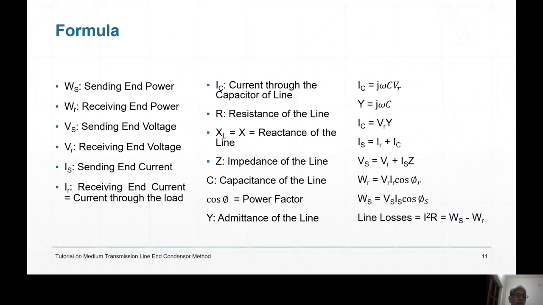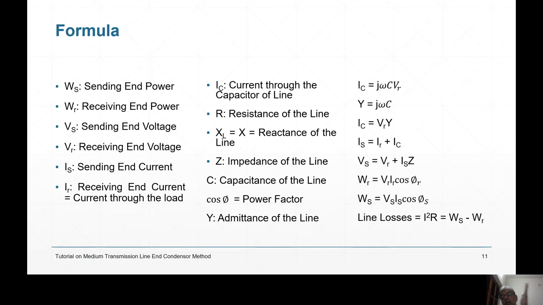The different parameters are WS, sending end power, WR, receiving end power, VS, that is sending end voltage, and VR, receiving end voltage, sending end current, receiving end current, capacitive current, resistance of the line, reactance of the line, impedance of the line, capacitance of the line, power factor, admittance Y, and then these formulas are well known. IC is equal to j omega C VR, Y is equal to j omega C, IC is equal to VR Y, IS equal to IR plus IC.